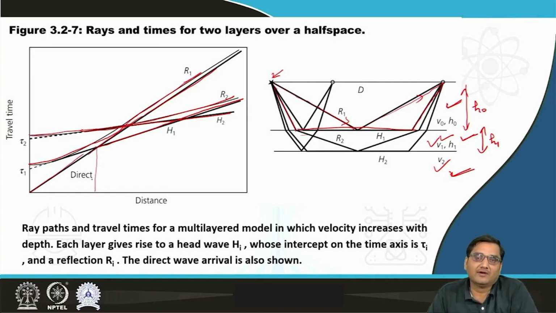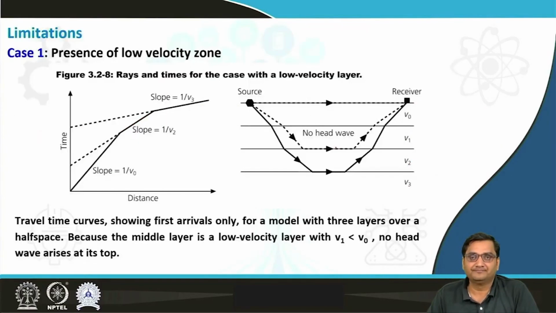Using the value of the crossover distance and the formula, you can find out the thickness of h1 and the value of h0. That is what is written. Ray paths and the travel times for a multi-layered model in which velocity increases with depth. Each layer gives rise to a head wave hi, whose intercept on the time axis is tau i, and a reflection ri. The direct wave arrival is also shown. The different phases are shown in this particular ray diagram.